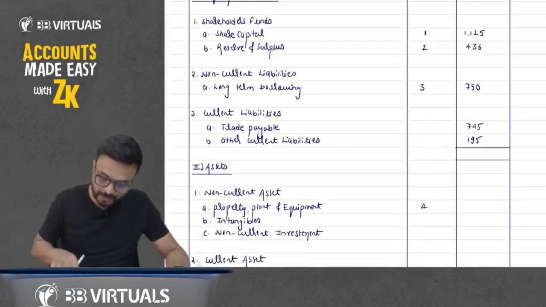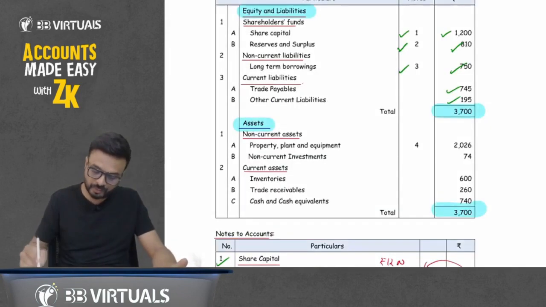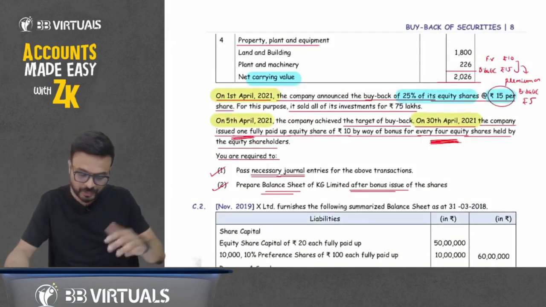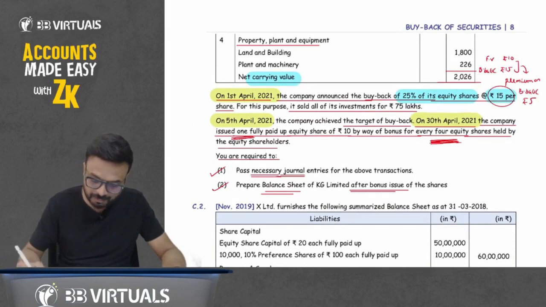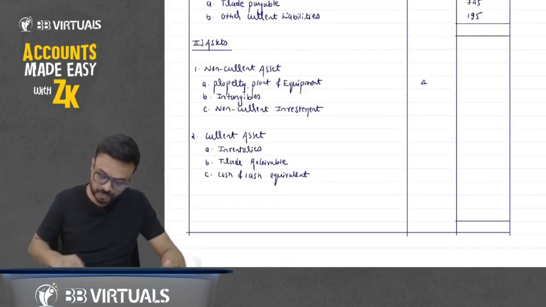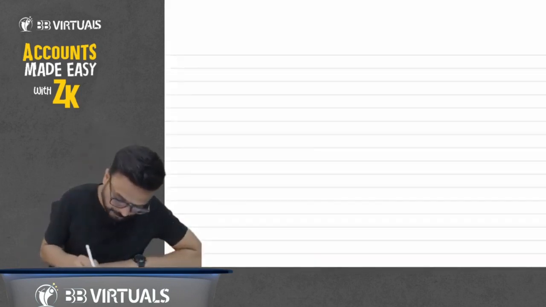Okay. Now come to the asset side. First, if you go to the balance sheet, note number 4, property, plant and equipment, 2026. There is no change in this PPE also. But they have prepared the notes to account, so we will also prepare. Land and building 1800, plant and machinery 226. So prepare notes to account number 4.